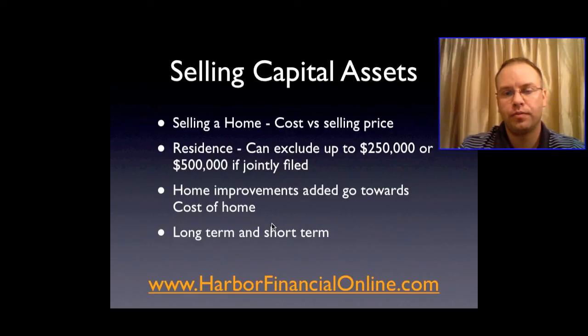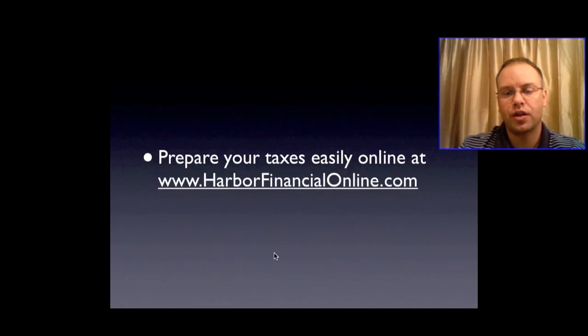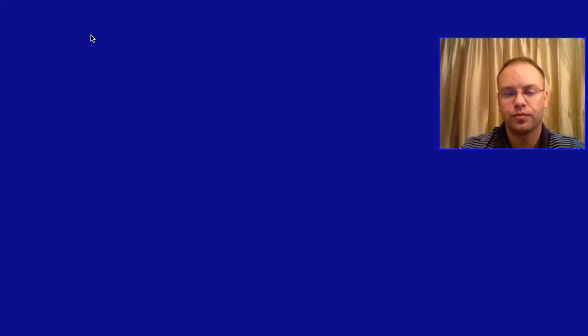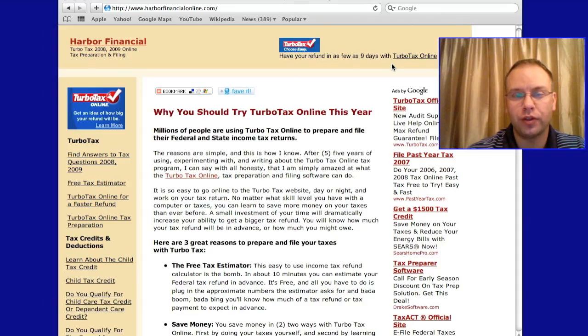The next area I want to go into is how to use our website at harborfinancialonline.com, and I'm going to take you to the form Schedule D and show you where these numbers go when reporting the sale of capital assets. So I'm going to first take you to the site. Here's our website at harborfinancialonline.com. You can go through the website and check out any other areas we have on capital gains and assets and other deductions. And all this is a way to increase your refund and prepare the return easily online.